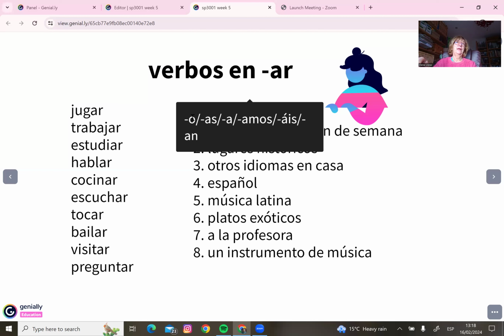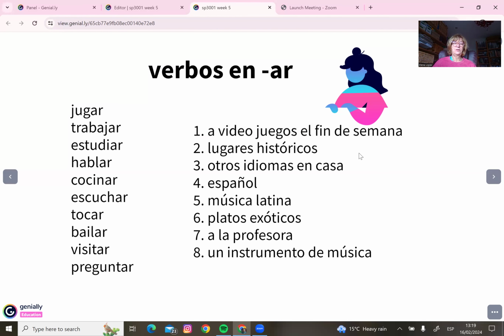Escucho a Ricky Martin, por ejemplo, o escucho a Amalia, o escucho a diferentes cantantes. ¿Escuchas a la profesora? Sí, escucho a la profesora en la clase de español, o no escucho a la profesora. ¿Visitas lugares históricos? Sí, visito lugares históricos en mis vacaciones, during my holidays, o en el fin de semana, the weekend. ¿Preguntas a la profesora? Sí, pregunto a la profesora si no comprendo, if I don't understand.